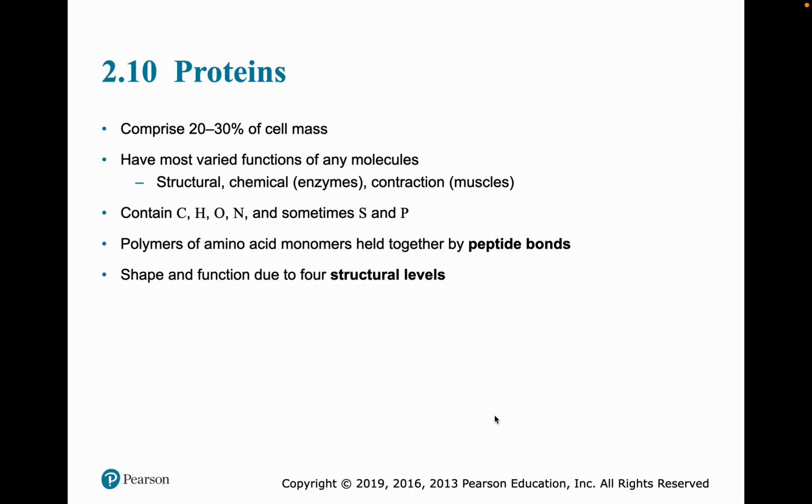They are structural, they are enzymes, they are contractile. They contain carbon, hydrogen, oxygen, nitrogen. Some of them have sulfur in them, and a few have phosphorus in them. They are polymers of an amino acid monomer that are held together with a bond called a peptide bond. And they have their specific shape and function due to 4 structural levels of organization.